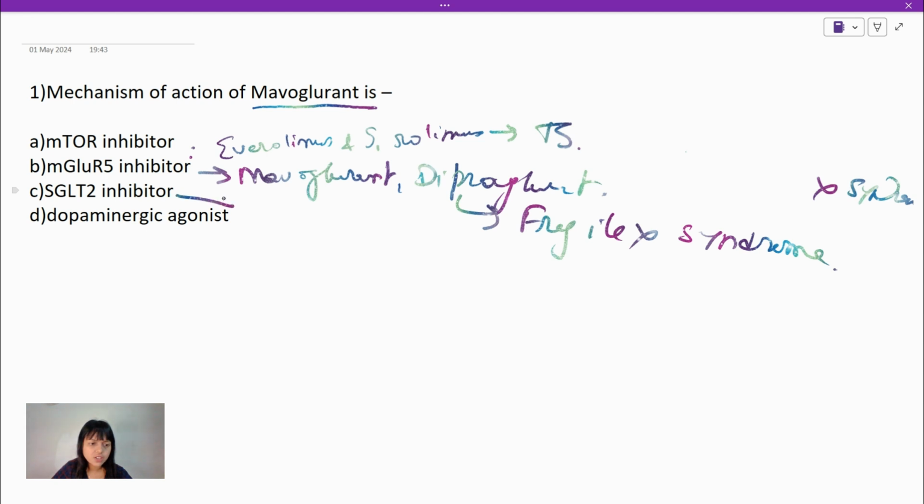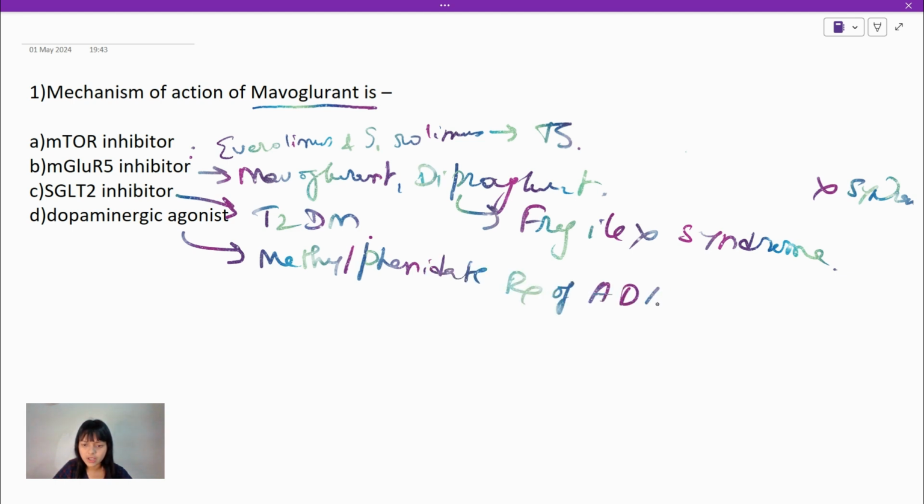Okay, and SGLT2 inhibitor, all of you are knowing, this is used in treatment of type 2 diabetes mellitus. And dopaminergic agonist, the example is methylphenidate. Okay, used in treatment of ADHD. Clear? So let's move on to the next question of the day.